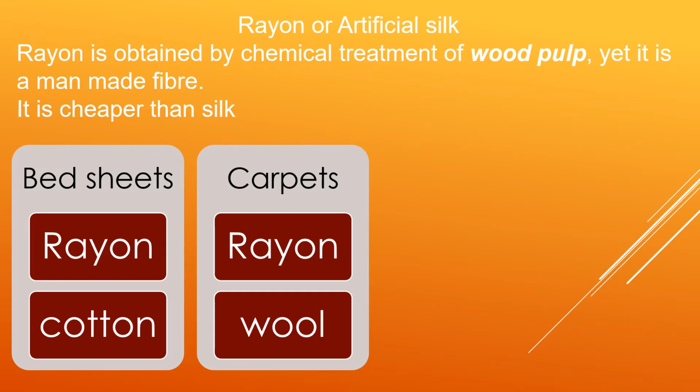The rayon, or otherwise called artificial silk, is obtained by chemical treatment of wood pulp. Though rayon is obtained from a natural source, that is wood pulp, yet it is a man-made fiber. Rayon is cheaper than silk and can be woven like silk fibers. It can also be dyed in a wide variety of colors. Rayon mixed with cotton is used to make bed sheets. Rayon mixed with wool is used to make carpets.